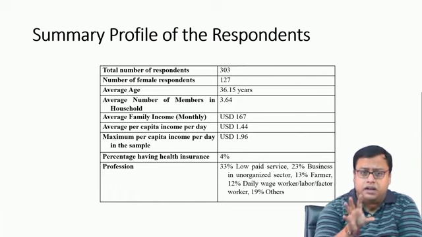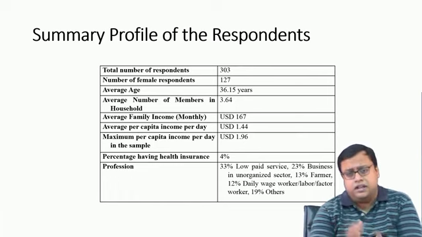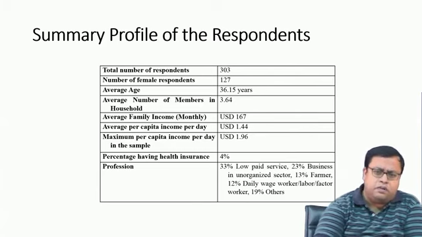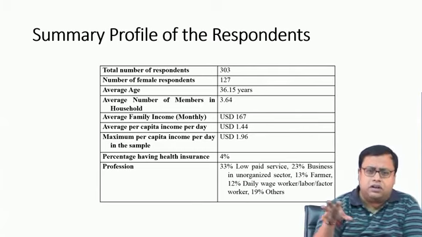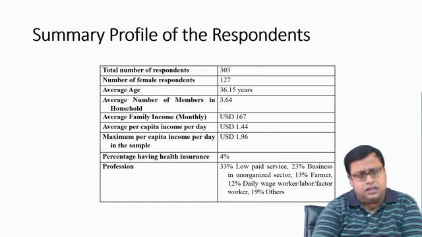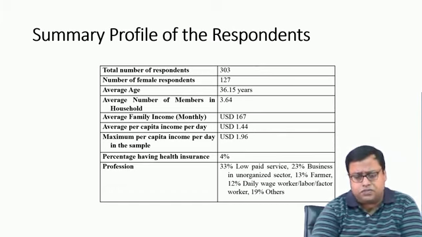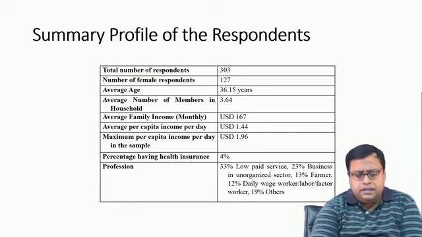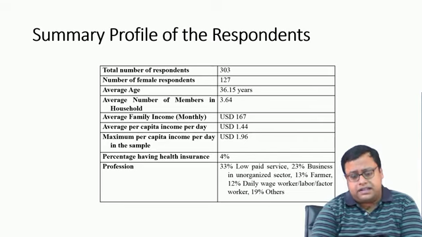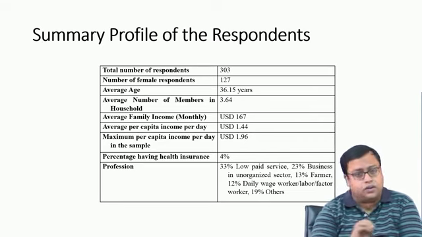The percentage having health insurance is only 4%. Only 4% of people have some kind of health insurance, which is obvious if they are bottom of pyramid customers, and at that time the central government policies of health insurance for the poor had not been introduced when the data collection was done. Profession wise, 33% were low paid service, so some job, 23% business in unorganized sector, 13% farmer, 12% daily wage worker, and 19% others.